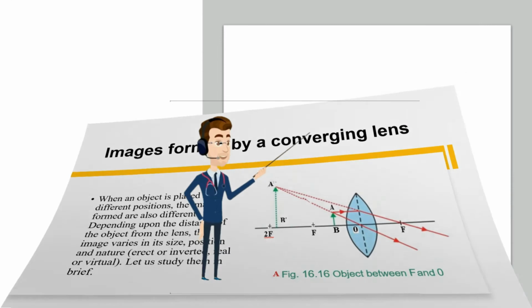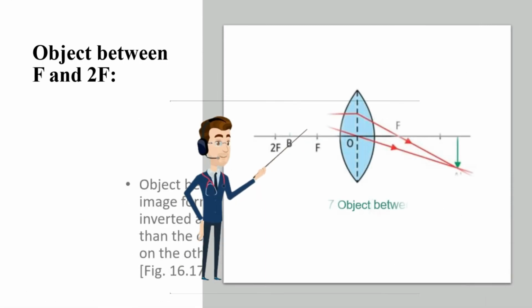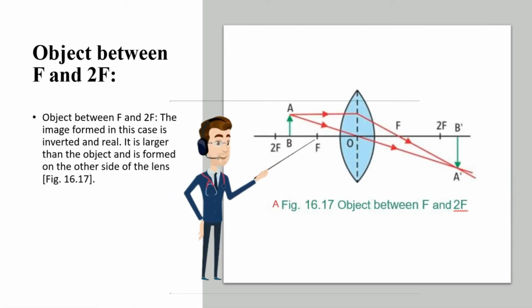Object between f and 2f. The image formed in this case is inverted and real. It is larger than the object and is formed on the other side of the lens, figure 16.17.